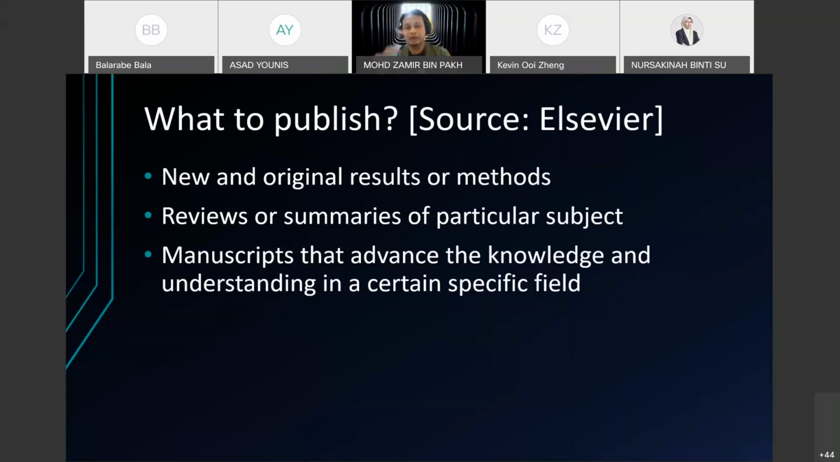Recent development, for example. So this one is not the work of your own, but rather the output of your literature review. When you do the literature review and you start to analyze what is not done in the field, you can actually compile them and prepare them as a publication, as a review paper. Okay, as a review paper.